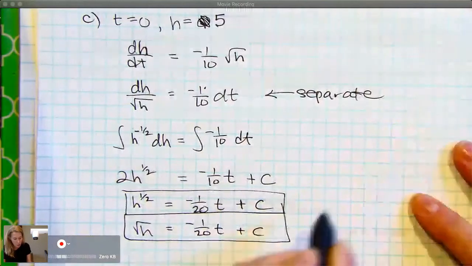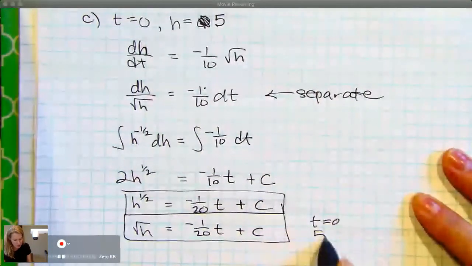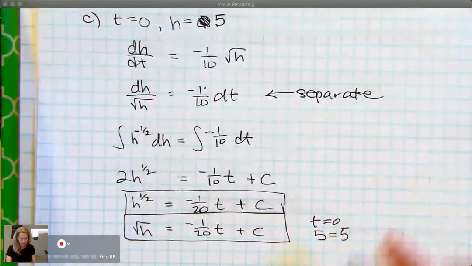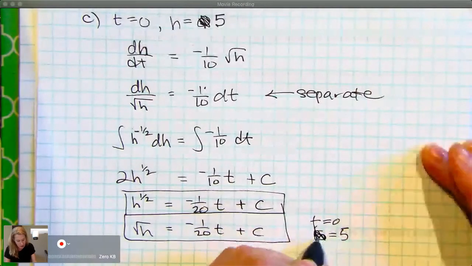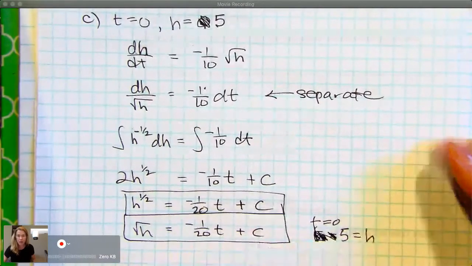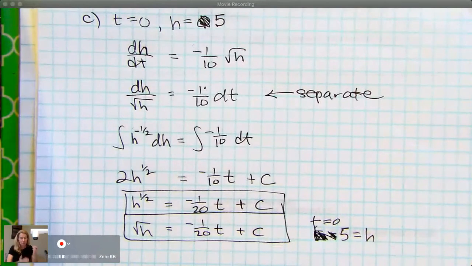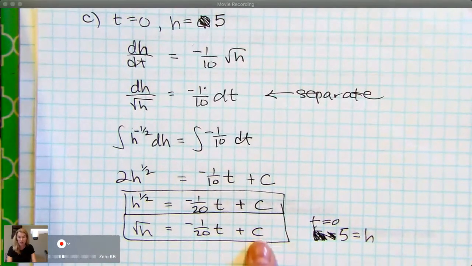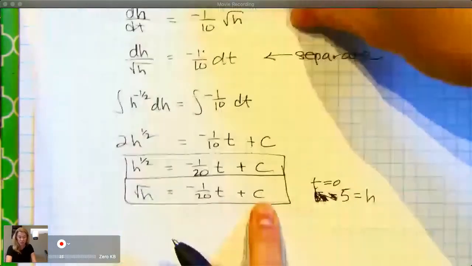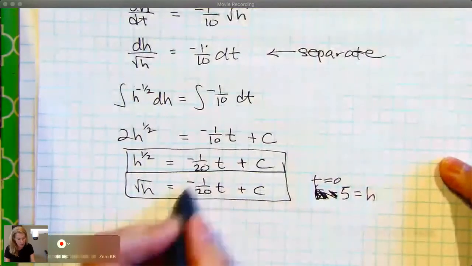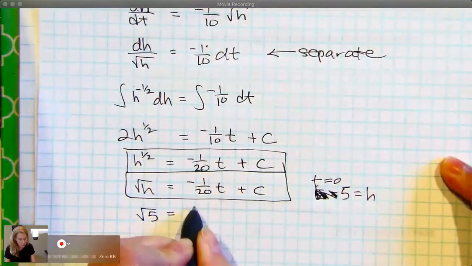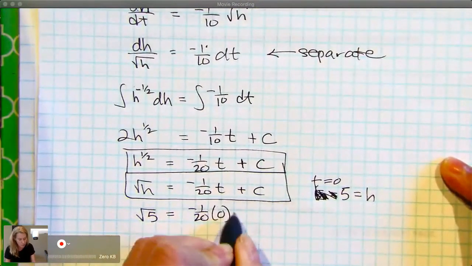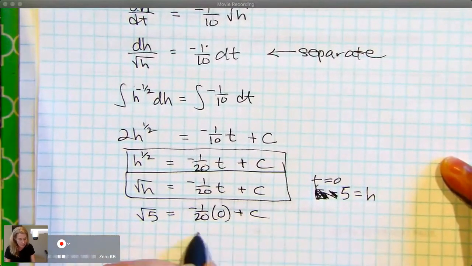And I know that when time is 0, h is 5. And we're trying to figure out an equation for h, which means we have to figure out what this plus c value is. So if you plug in 0 here and 5 here, clearly c is √5.